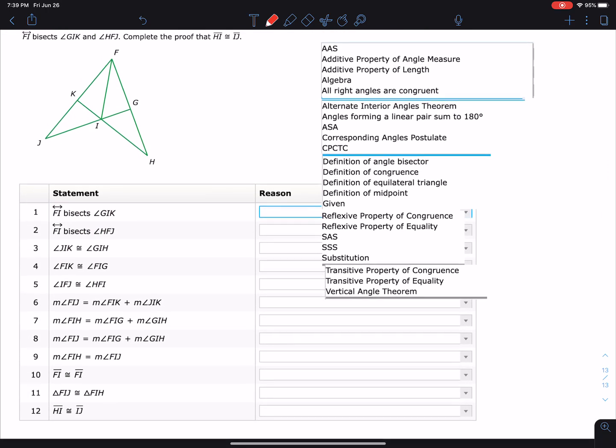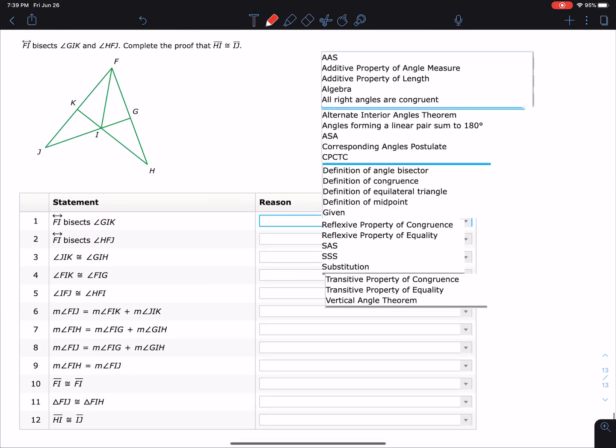And I suggest maybe pausing it, trying it on your own, push play to check it. This is our last one together, okay? All right. So FI bisects angle GIK. Given. I'm going to mark it up. FI bisects GIK. Okay, so those guys are congruent. That's why you got to draw on the picture. So if you don't use the annotate button on your computer, draw it in your notebook. Otherwise, this would be impossible.